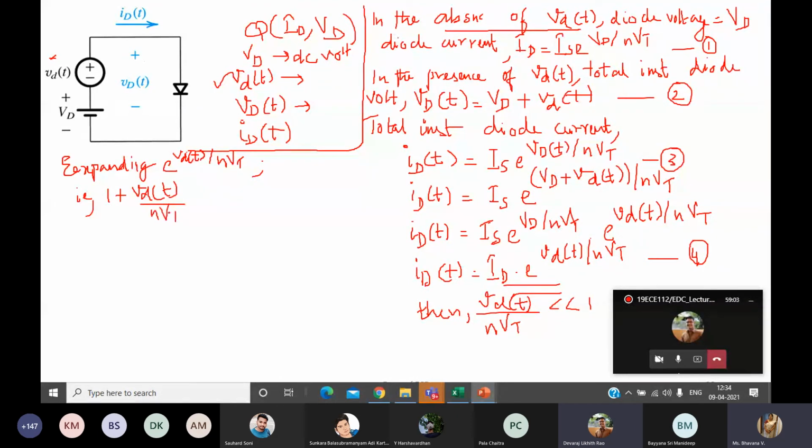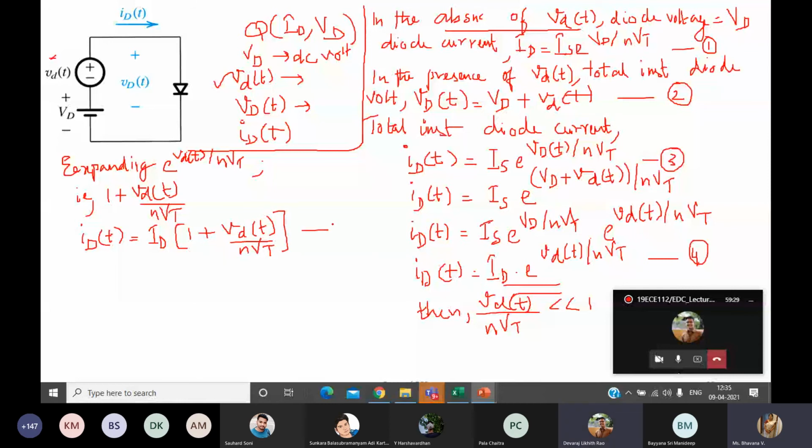Now this approximated value you substitute in equation number 4. So what will be your Id of t? Id of t will be equal to capital Id into 1 plus Vd of t by nVt.